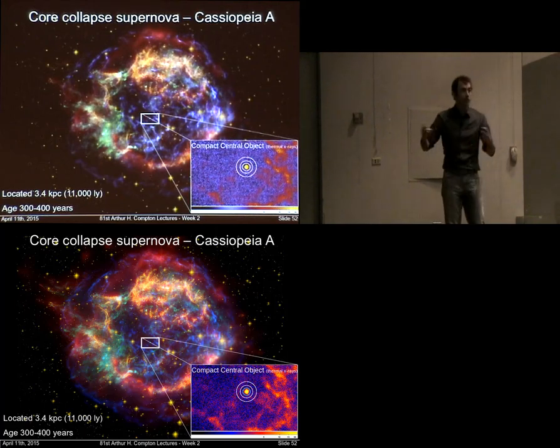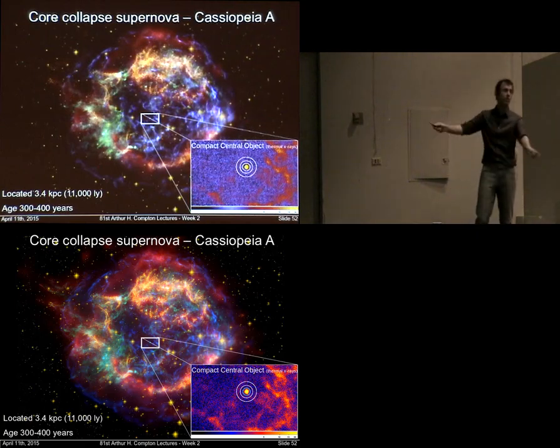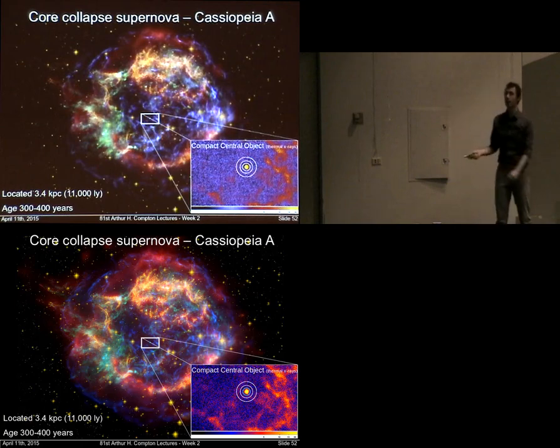But the narrative that I've told you about, the core turning to iron and then into neutrons and being compressed, is still absolutely consistent with the picture that we see here in Cassiopeia A.